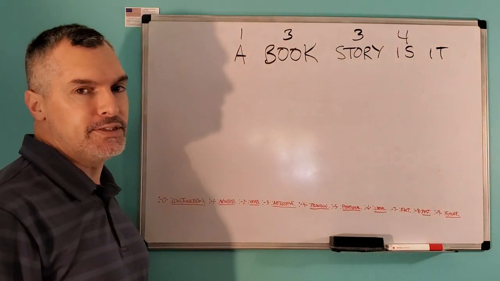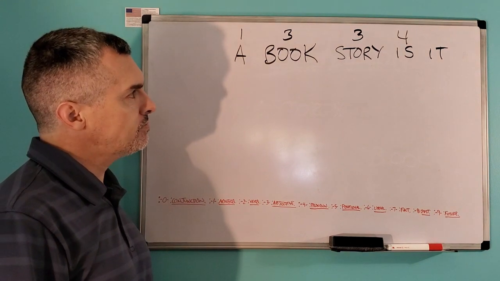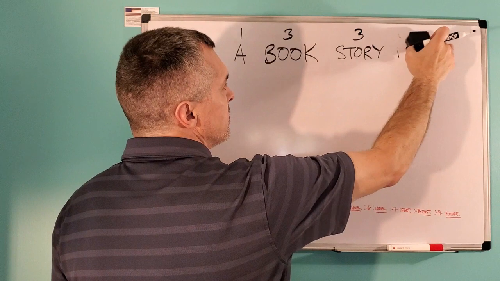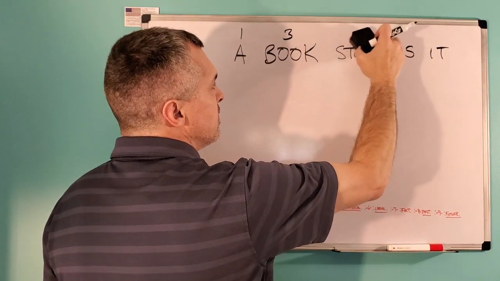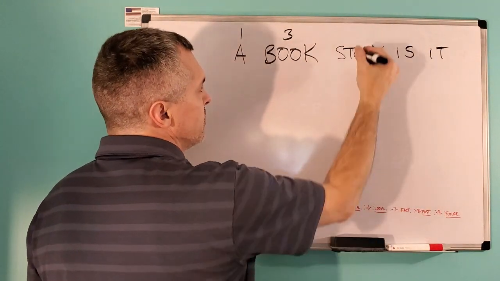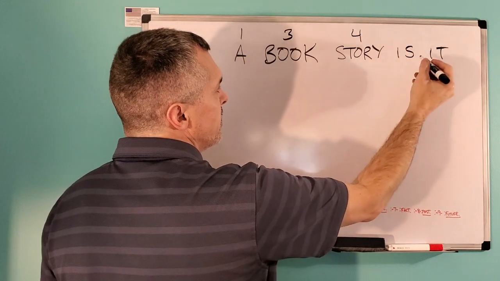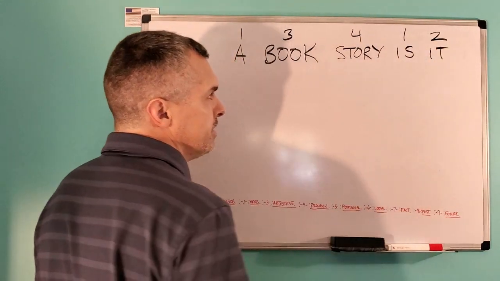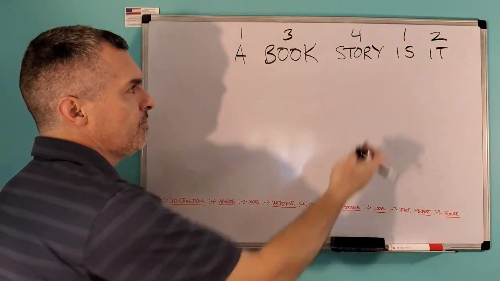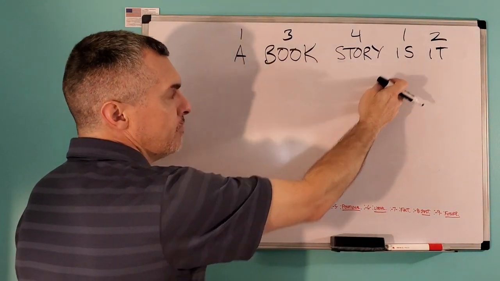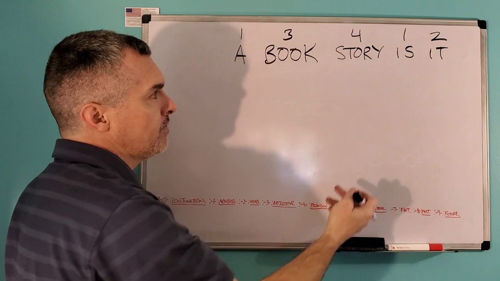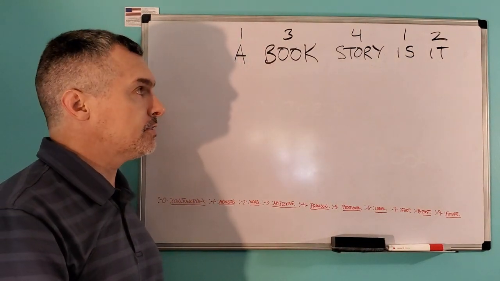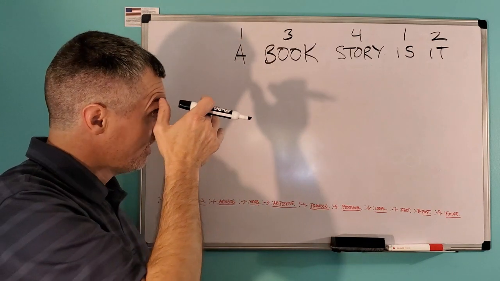Now what happens to the syntax? Now we go back to book story, which is the 3-4. "Is" is an adverb, and now it is a dangling participle verb. "Is" is an adverb, a non-verb, modifying the verb of our thinking into "it," which could be anything, any word in the English language. It, quite literally.